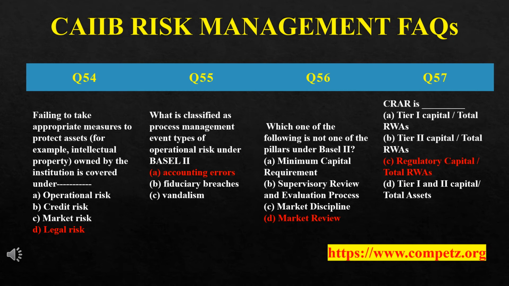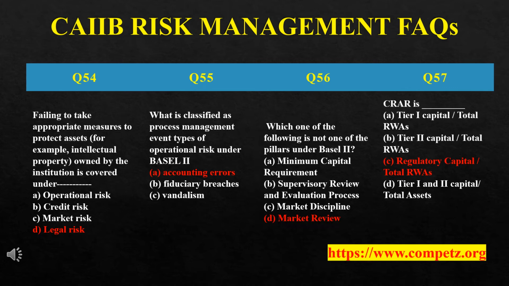Now look here friends, this is our 54th question. Just read the question first. Failing to take appropriate measures to protect assets, for example IPR, intellectual property rights owned by the institution, is covered under which risk? It is legal risk. Every institution should have the necessary copyright and other measures in place to legally defend its intellectual property rights, IPR, and hence it is classified as legal risk.